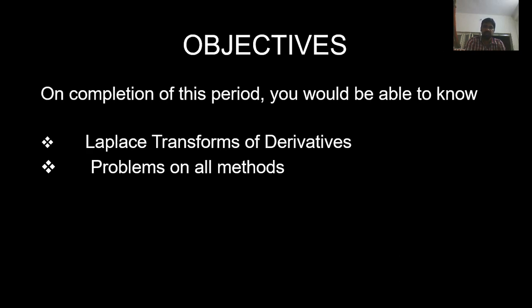So in this class, we are going to discuss the Laplace transform of the derivatives, which is the last and final topic in this Laplace transform. Next, we are going to discuss the inverse Laplace transforms. So first, we have to know about all the Laplace transforms, how we apply the different types of Laplace transform for the different types of theorems or methods. After completing the Laplace transform of the derivatives, we will see one problem on all the methods.